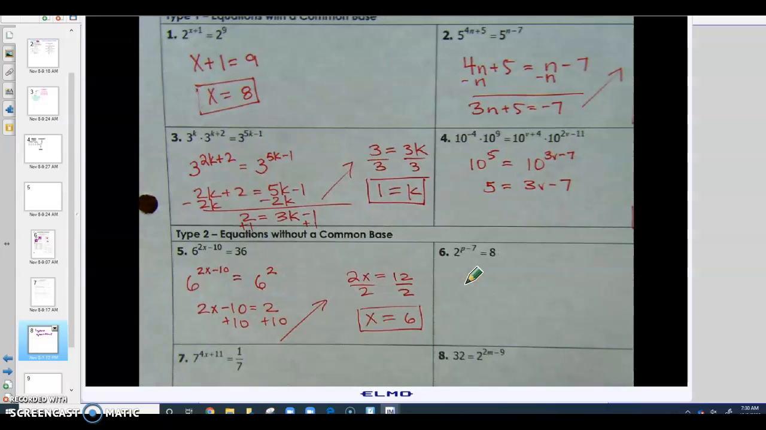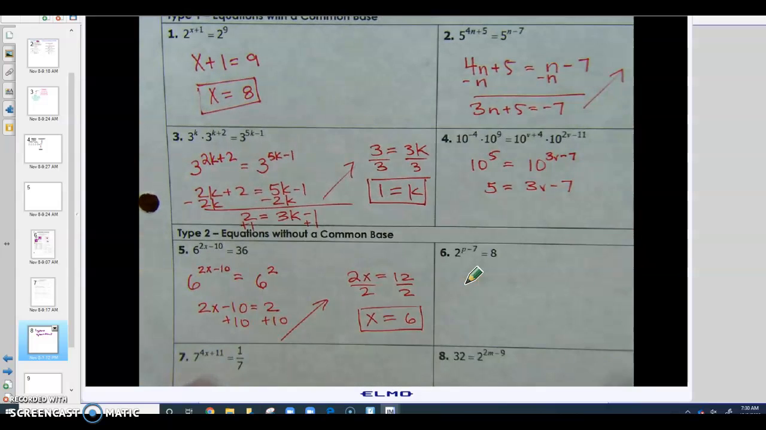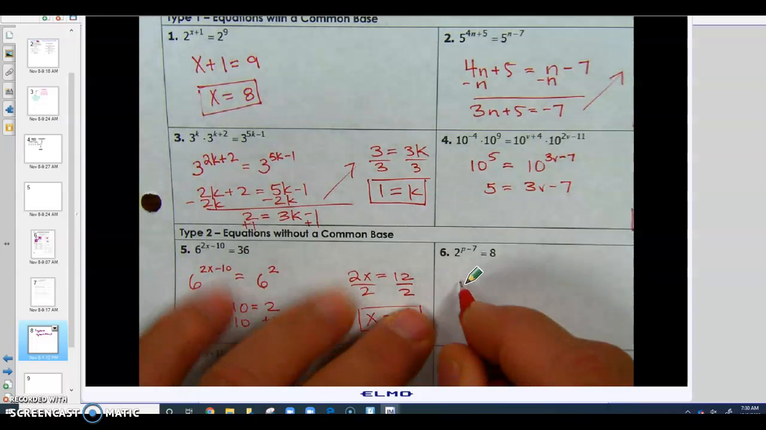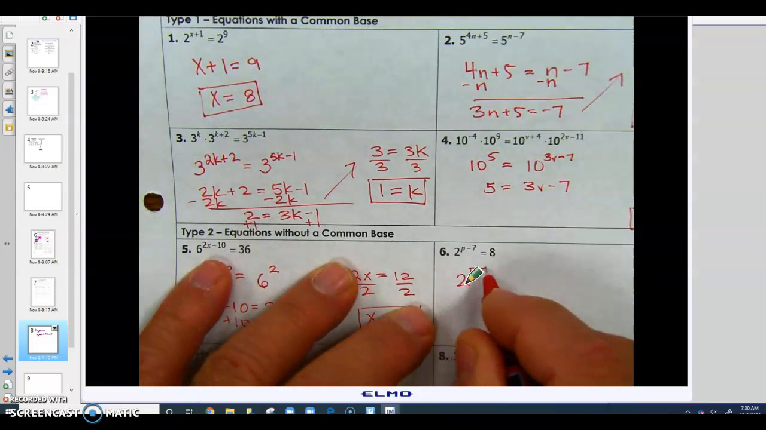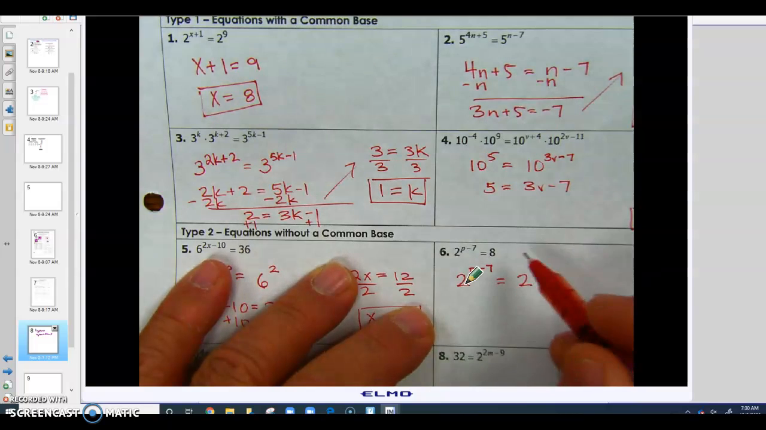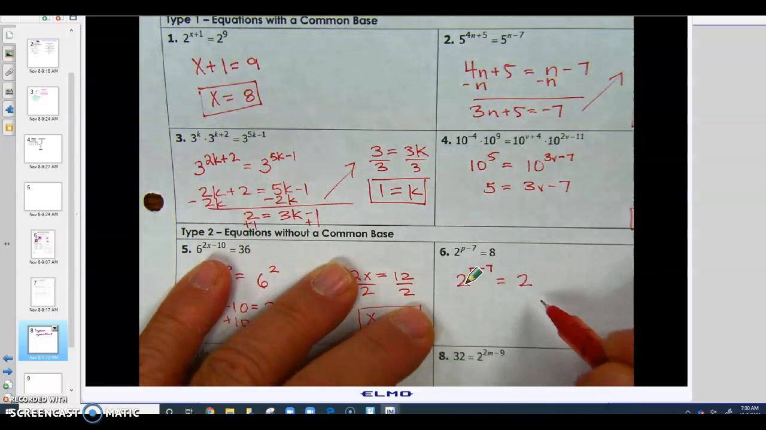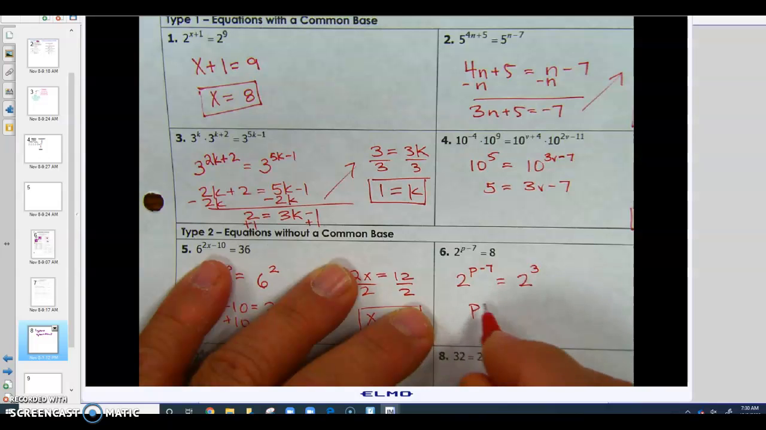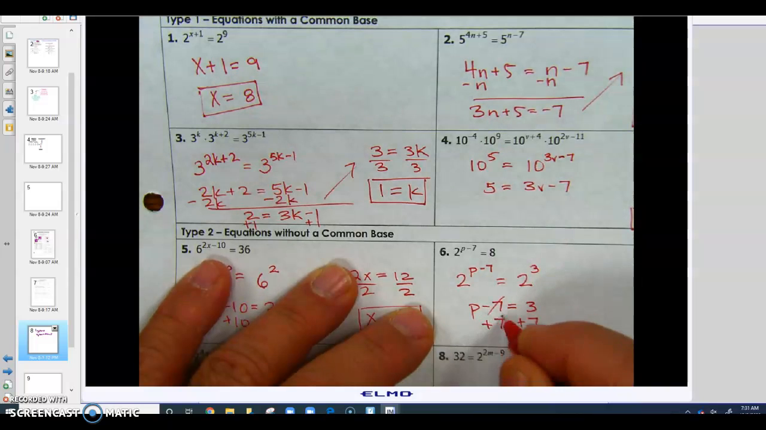All right. I'm at 6 minutes, so I'm going to do a few more. 2 to the p minus 7 equals 2 to the what? How do we rewrite 8 as an exponent of 2? Well, that's 2 to the third power. So drop the bases, p minus 7 equals 3. Add 7 to both sides, p equals 10.